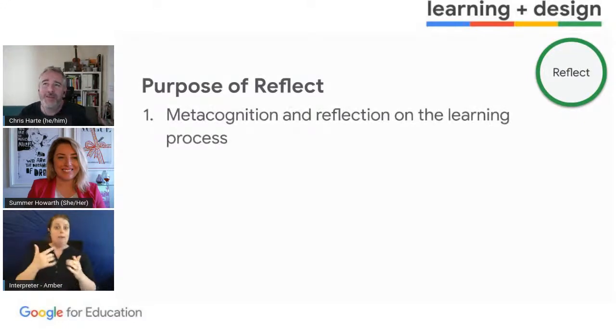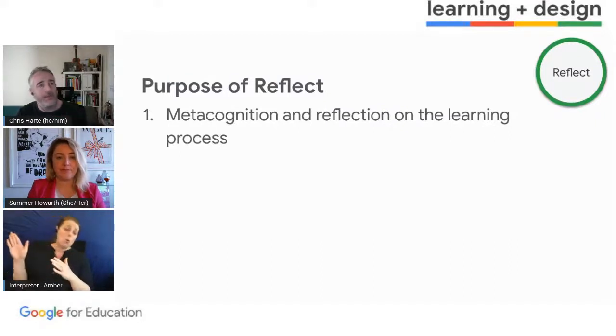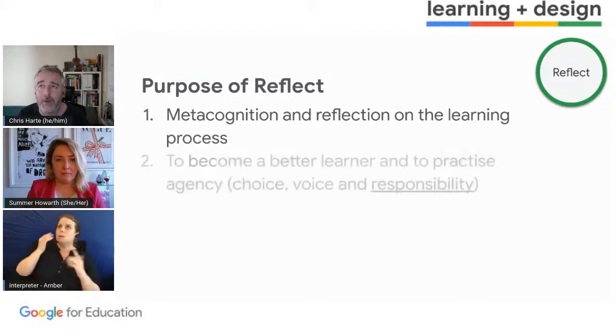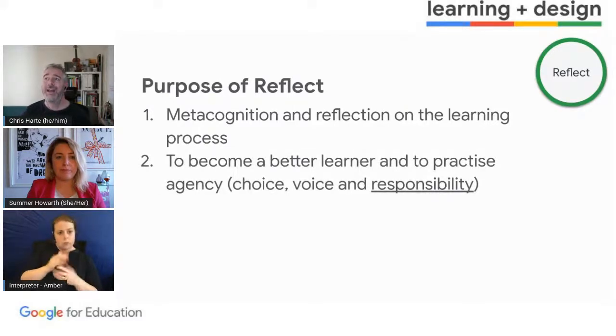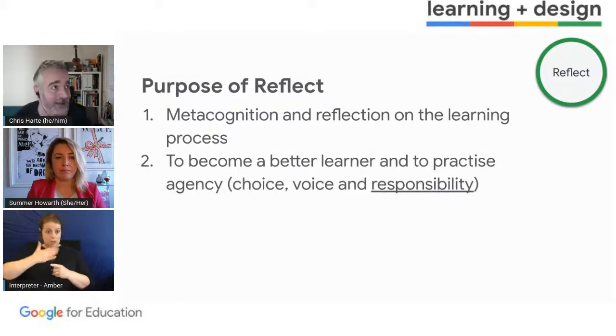Right, the last piece, and then I am definitely finished. The purpose of reflect, because metacognition and reflection on the learning process are key. So it's so important that if we're not explicit, and this is what we said before, people do this all the time, but if we're explicit with young people about it, it makes them better at reflection. So we're talking about how do we improve ourselves as learners, and how do we practice agency.